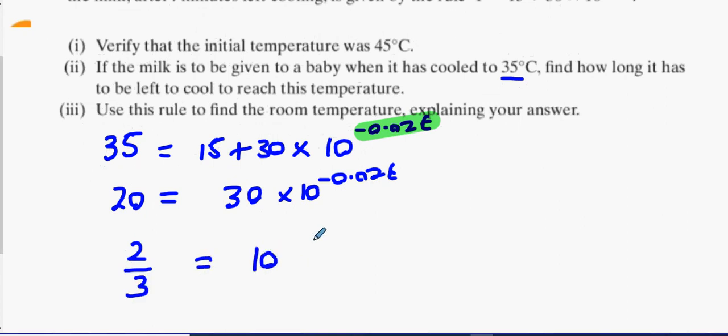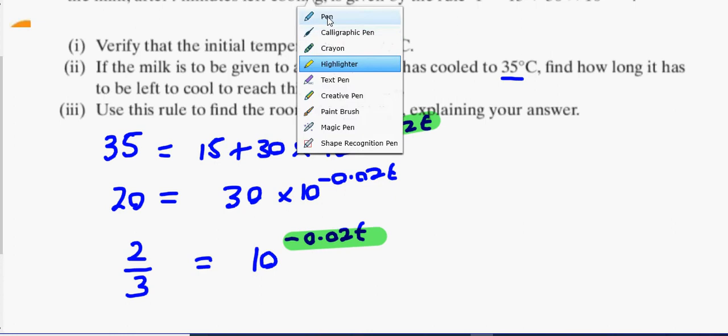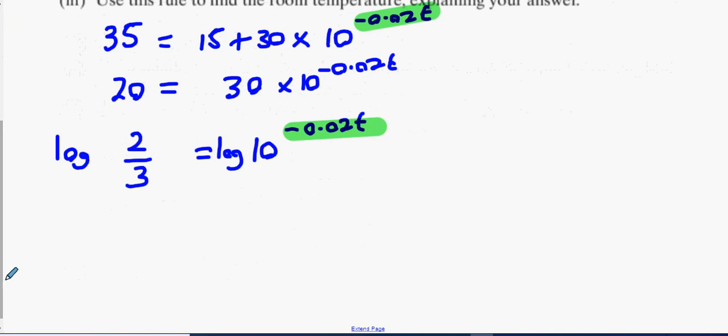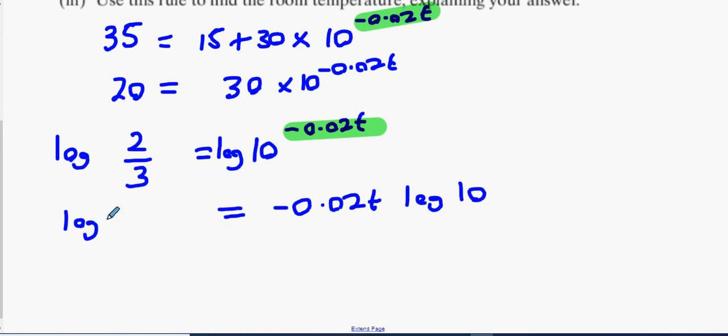Now we have very little left on this side. Our target is in the power position. And if it's in the power position, what do we need to do? Log. Any log of your choosing. So you're going to go for this log here. Once we do that, we bring the power to the front, and we get minus 0.02 t log 10. And then we're going to get log 2/3 still.